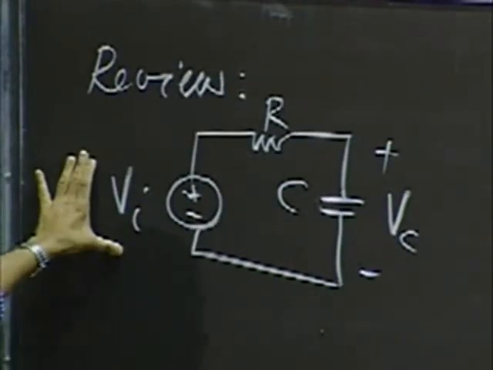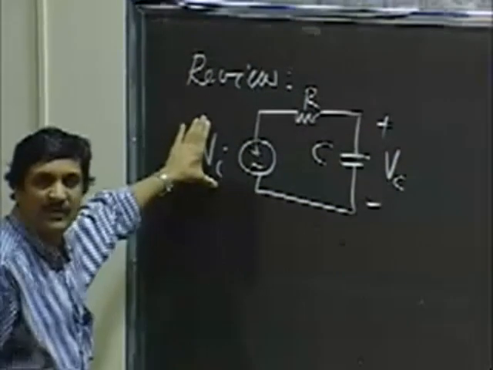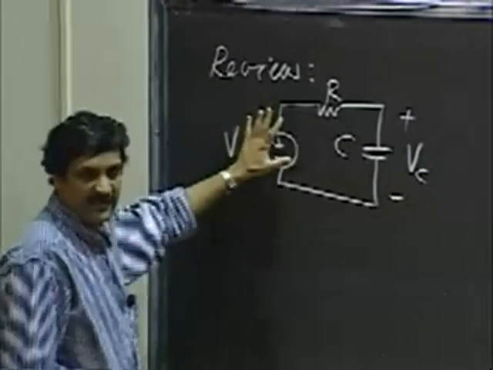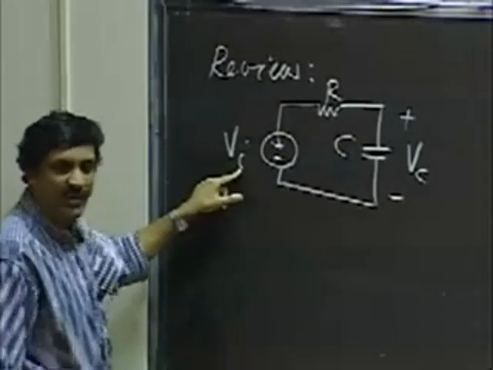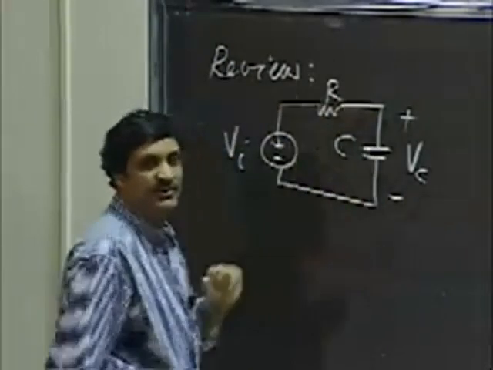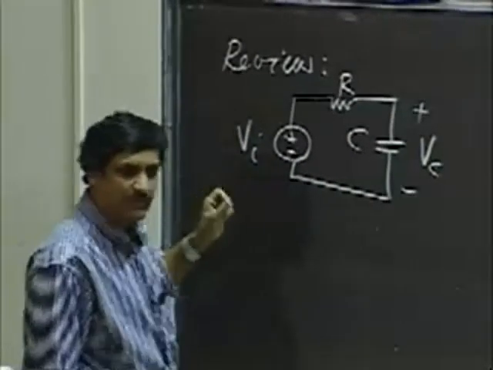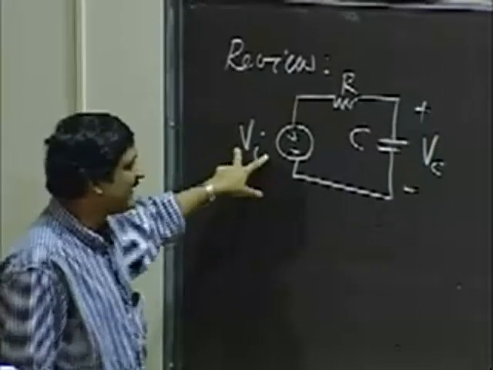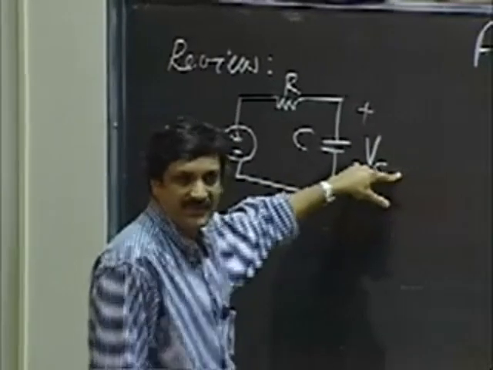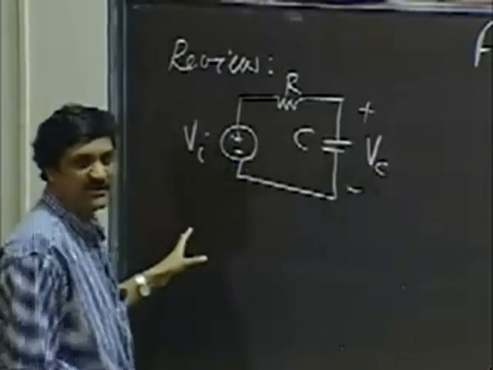The basic idea was that we assume we apply inputs of the form Vi e to the j omega t. Wherever you see a capital and a small letter, there is an implicit e to the j omega t next to it. I'm not showing you that. What I showed last time was that once you find the multiplier that multiplies e to the j omega t, a complex number, you have all the information you need.